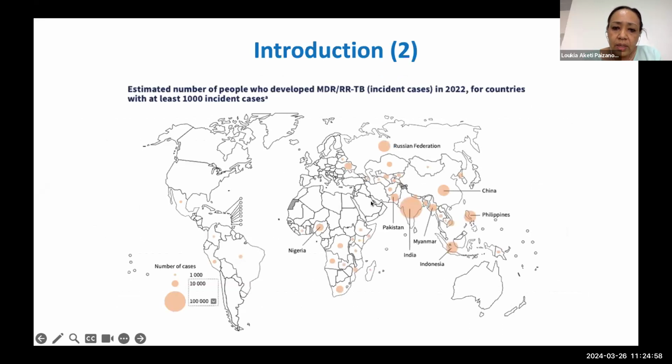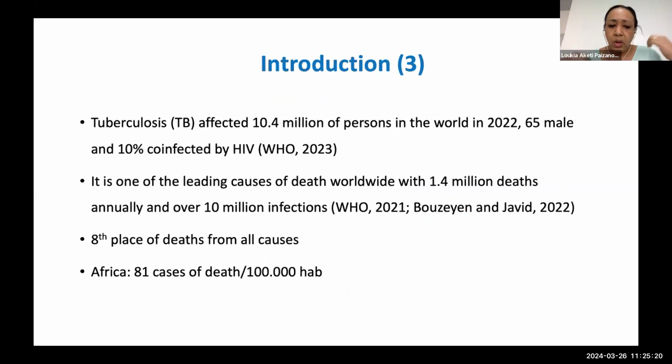Okay. As we can see here in the map, we can see 2 regions, Asia and Africa. We have the biggest incidence of tuberculosis in our countries. In the last report of WHO, 10 million people are affected by tuberculosis, and 10% of them have co-infection with HIV. The same report said that 10% of those persons are children less than 15 years old.